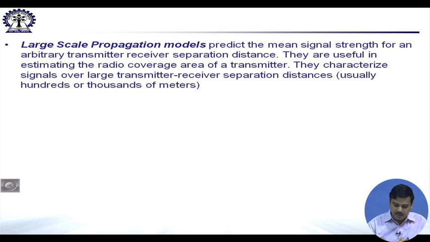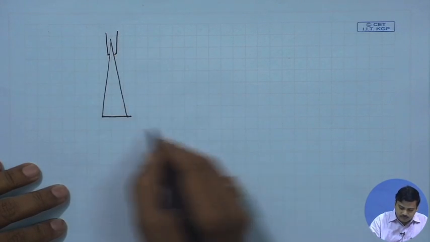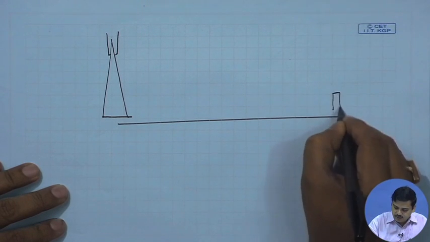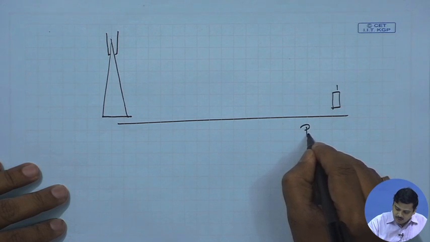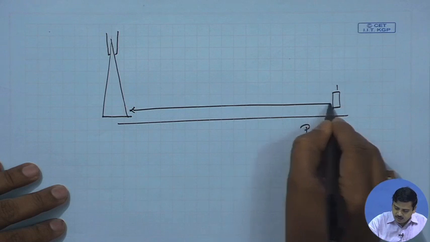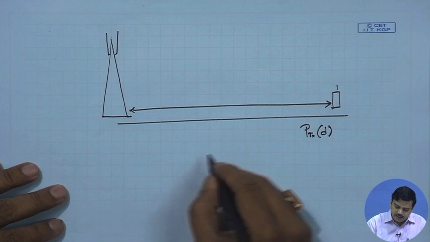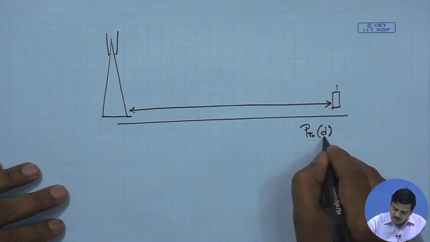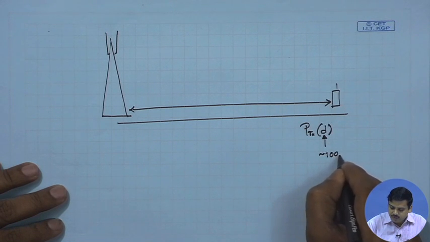We have seen this briefly in the previous lecture, that suppose there is a transmitter and there are receivers at a certain distance. This particular model is going to predict the power that is received at a distance d from the transmitter to the receiver, and these models are designed in such a way that they capture the fluctuation of signal strength when this d is significantly large, in the orders of hundreds of meters.